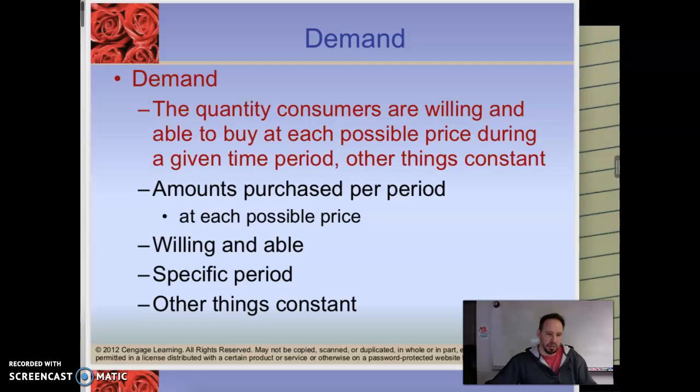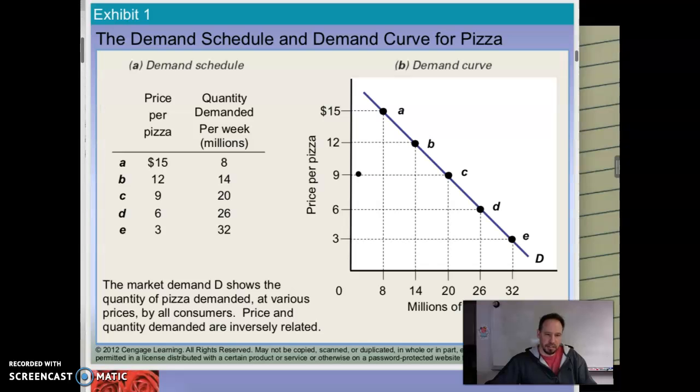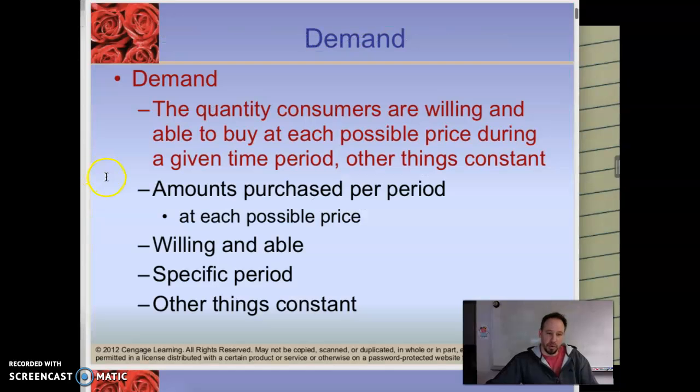So real quick, looking at this, which is in your textbook, I think page 53. This is a demand schedule and demand curve, or you could just say a demand relationship for pizza. This is a market demand curve, so we're talking about all of the consumers in a particular area that would have demand for pizza. In order to have demand, if you look back at the definition, you have to have both willingness and ability. It's over a specific period of time, and we're holding everything else constant. So we're assuming nothing else is changing.